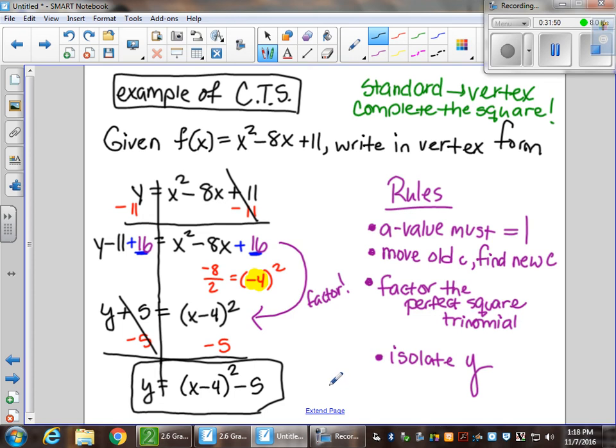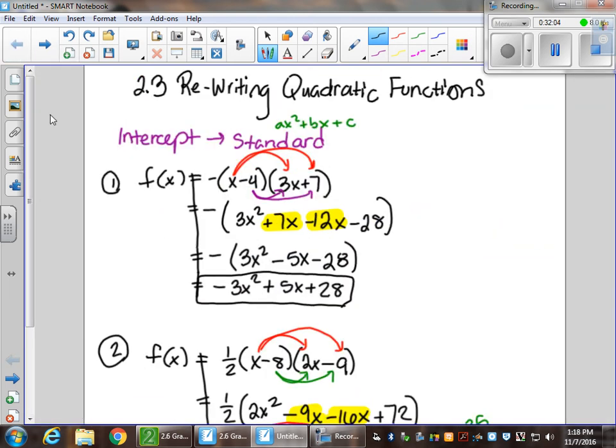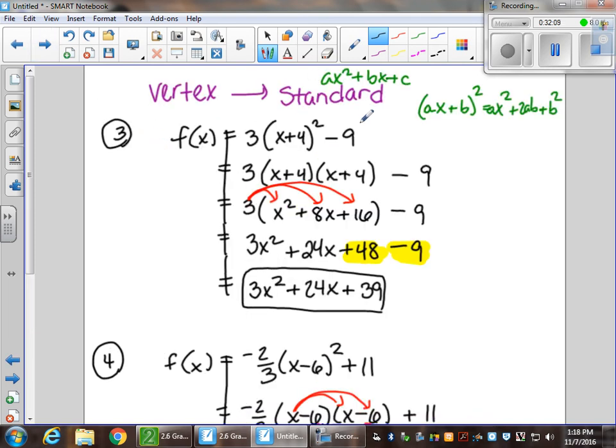If you look at the worksheet for tonight, there is no standard into vertex on the homework. That'll be for tomorrow night. Tonight's homework is practicing what we did at the start of the lesson. Intercept to standard and vertex to standard. So practice that for tonight. Tomorrow at the start of class, we will be working on some completing the square examples and organizing our thinking on what to do when.